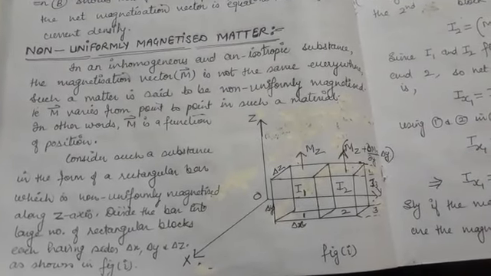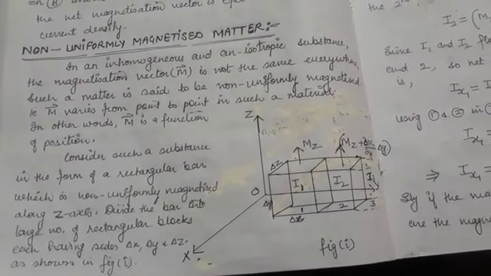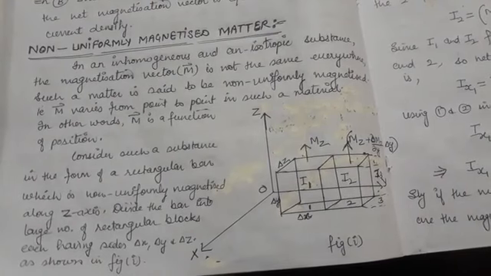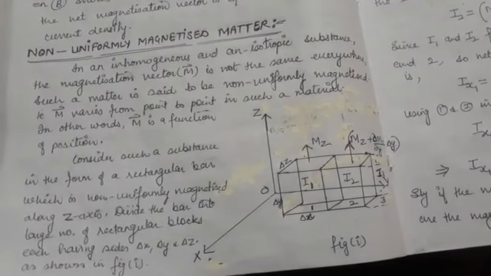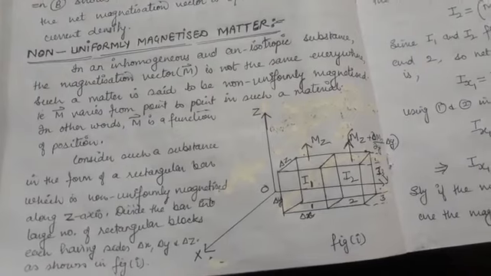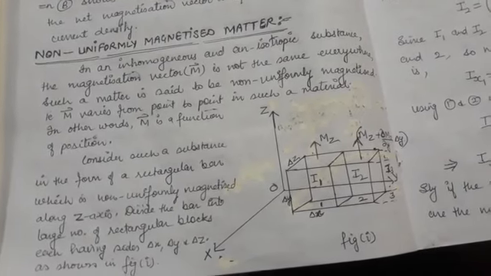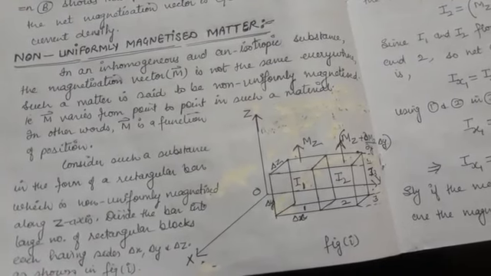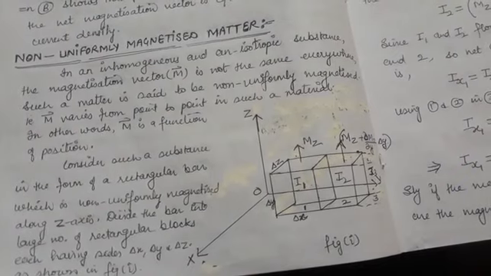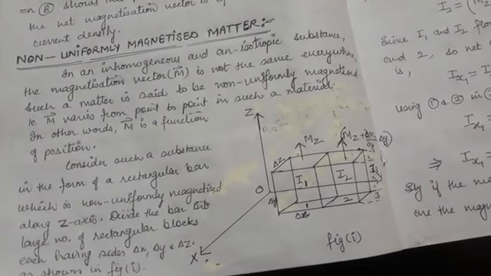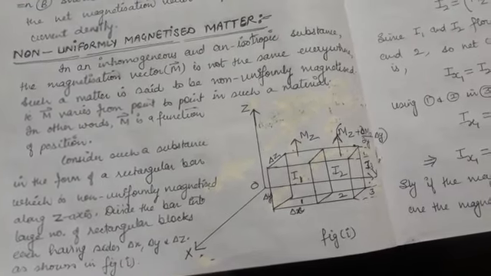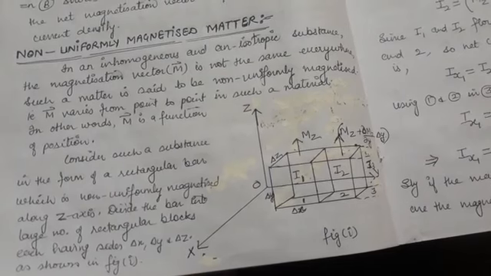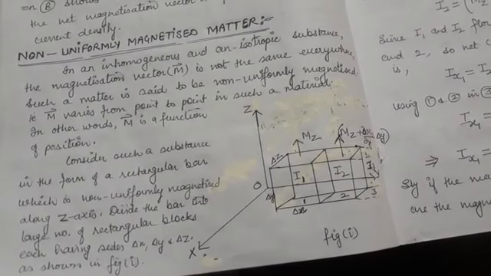First of all, let us try and understand what is the meaning of a non-uniformly magnetized matter in an inhomogeneous and anisotropic substance. So dear students, the word inhomogeneous means here the matter whose density is not throughout the same, and anisotropic means any substance whose properties are different in different directions, meaning they do not have the same properties in all directions. Such a substance is known as anisotropic substance.